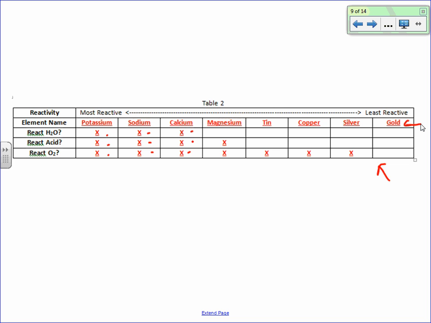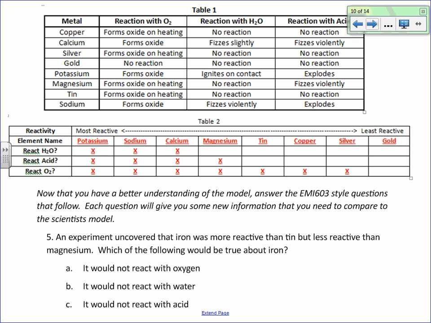Because you can make statements like, okay, well, if something is less reactive than tin, so you move this way more from tin, would it react with water? No, because anything to the right of tin is not ever going to have an X in this water row. And that's one of the ways that we can tell this kind of information. All right, and that's why this table really starts to come into play, so that when you get into questions, like the questions on the skill sheet, like number 5, an experiment uncovered that iron was more reactive than tin, but less reactive than magnesium. Which of these things do you know would be true?